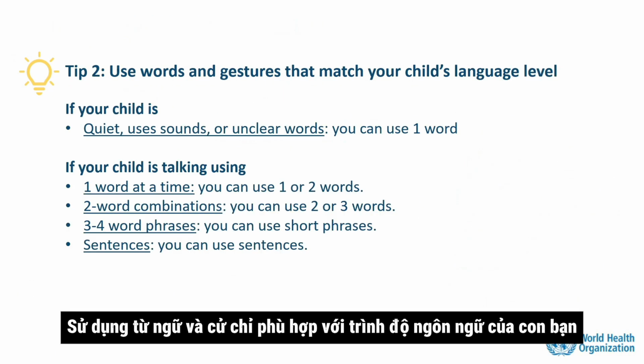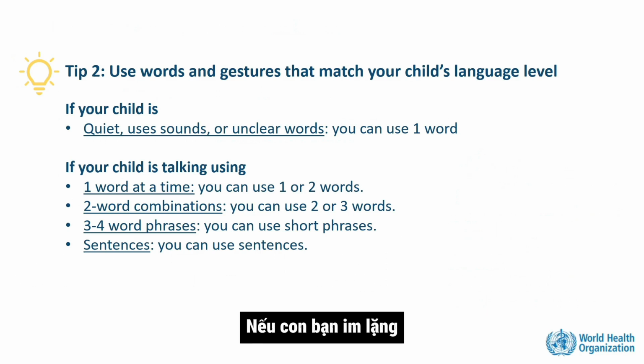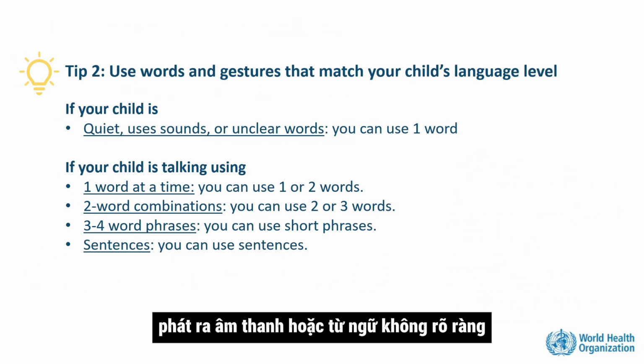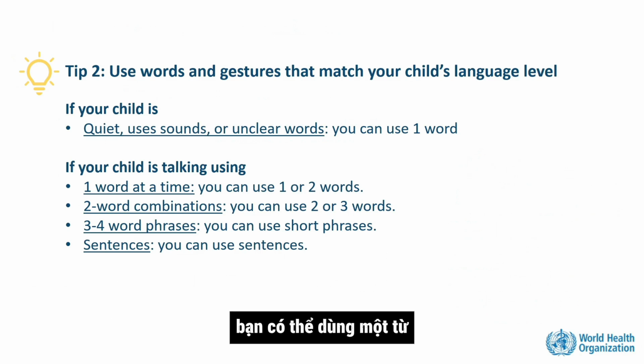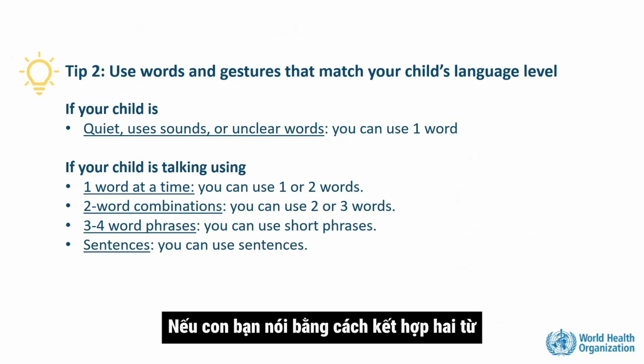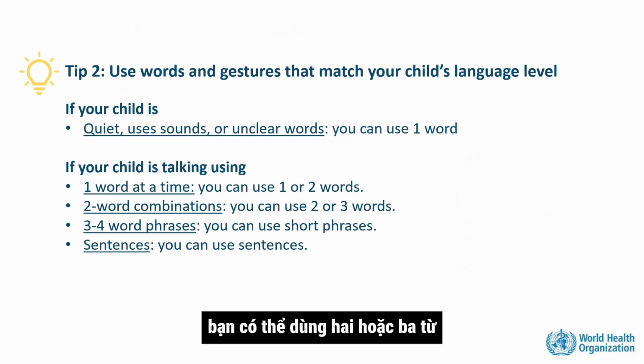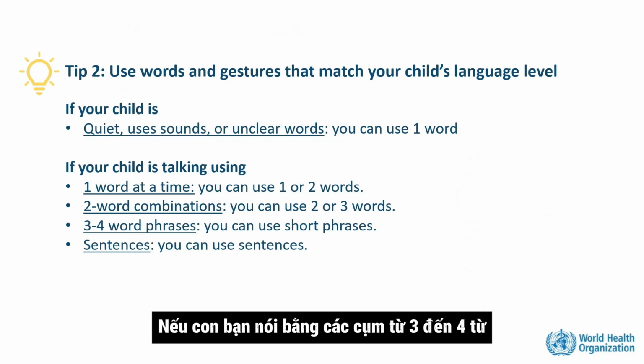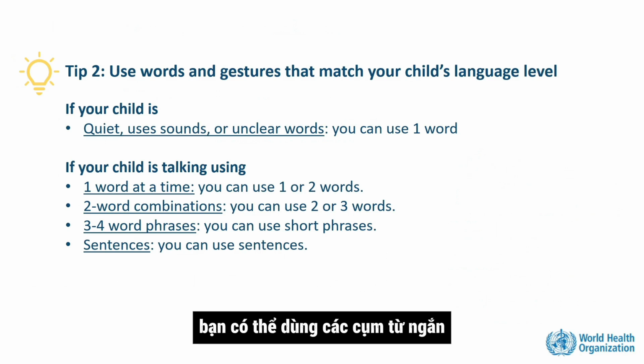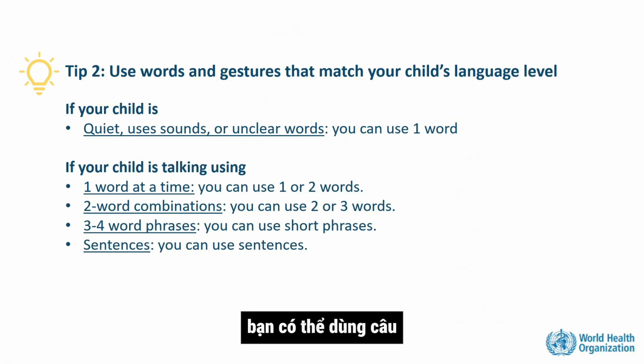Tip 2. Use words and gestures that match your child's language level. If your child is quiet, uses sounds or unclear words, you can use one word. If your child is talking using one word at a time, you can use one or two words. If your child is talking using two-word combinations, you can use 2 or 3 words. If your child is talking using 3 to 4 word phrases, you can use short phrases. Or if your child is talking using sentences, you can use sentences.